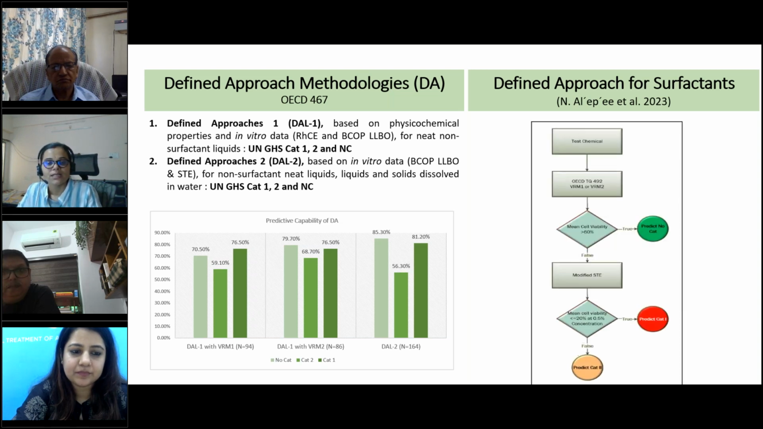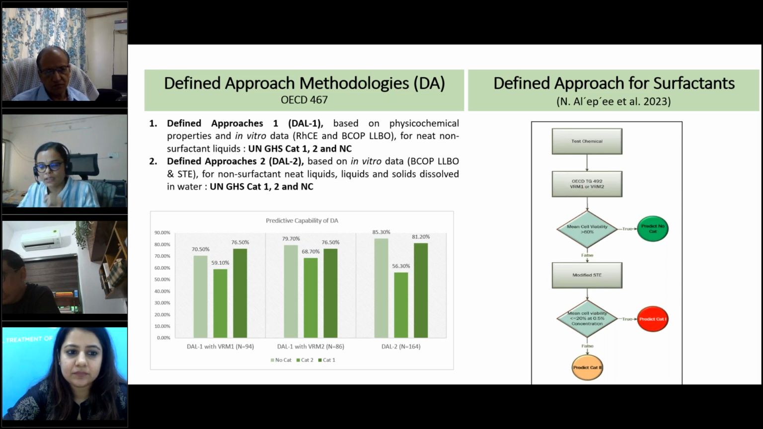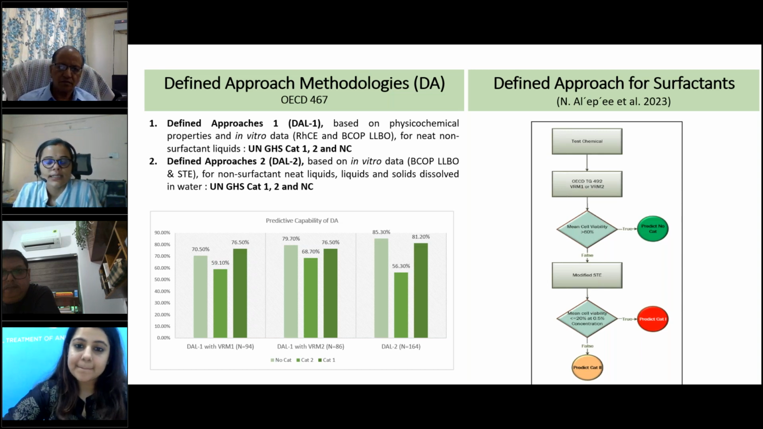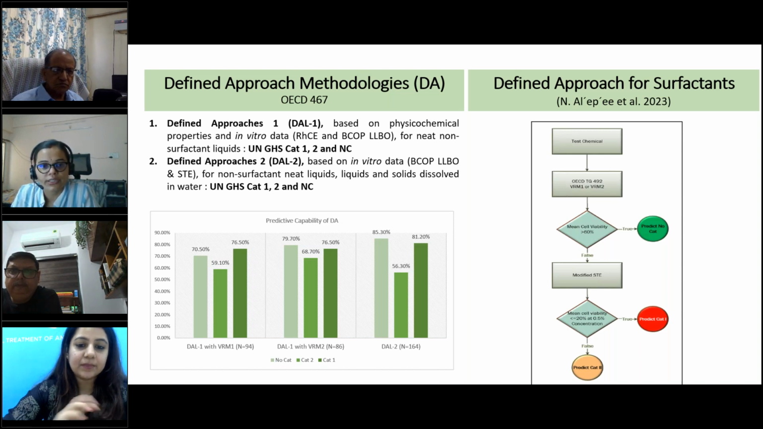So here the test chemical would be first tested with OECD 492 using validated reconstructed human cornea-like epithelium method 1 or 2, that is either SkinEthic or EpiOcular models. And here, if the mean cell viability is greater than 60, then the prediction would be no category. And if it is not, then the chemical would be tested using the short-term exposure assay.